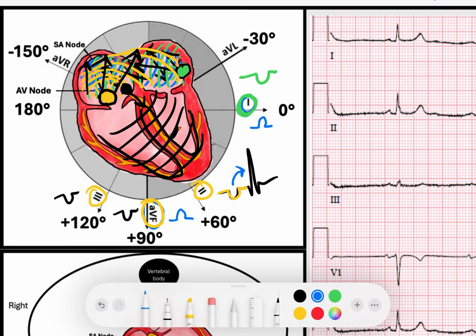So that is a brief overview of the PAC morphology and how, based on what it is in the specific limb leads, you can determine where that might be coming from.